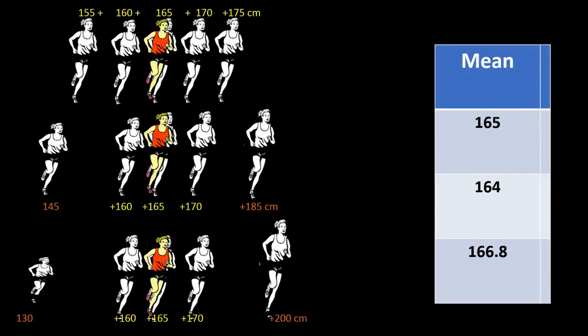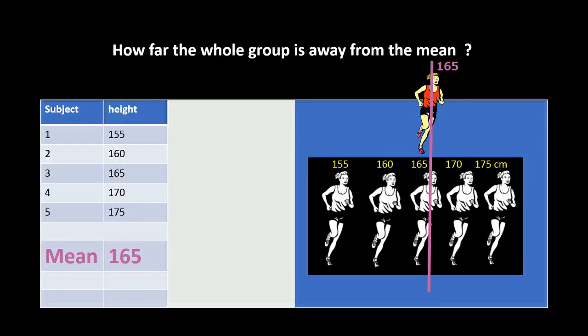I calculated the mean for each group. As you can see, almost the same. In the upper group, the mean is 165. In the second group, 164. In the last group, 166.8. Now, what about the spread? To know that, let's see how it is calculated.